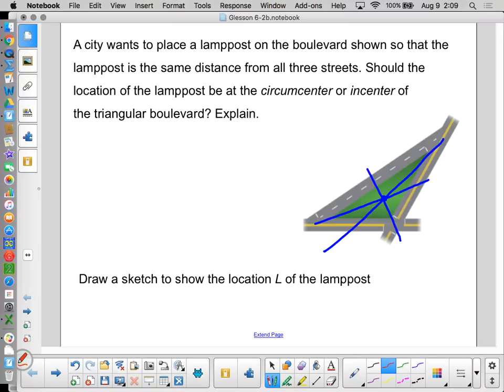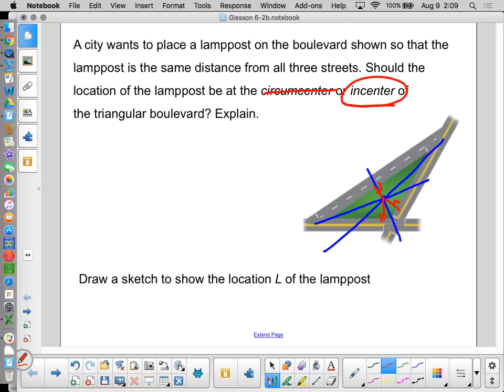so now I'm equidistant from all three streets. Which one is that? That is, of course, the incenter, not the circumcenter. If I wanted equidistant from all three intersections, that would be the circumcenter. There's a difference. But in this case, you want to be equidistant from all three streets.